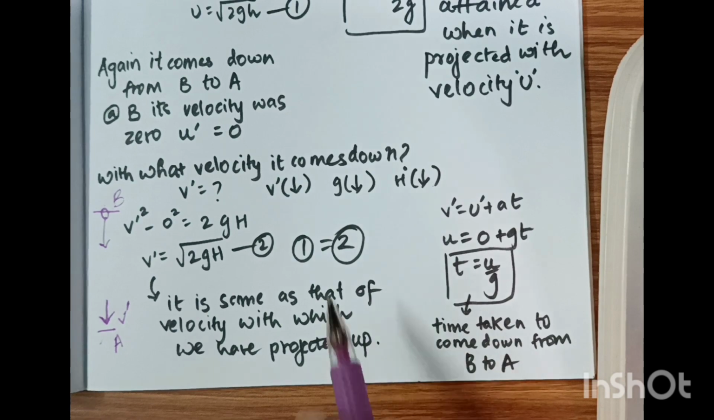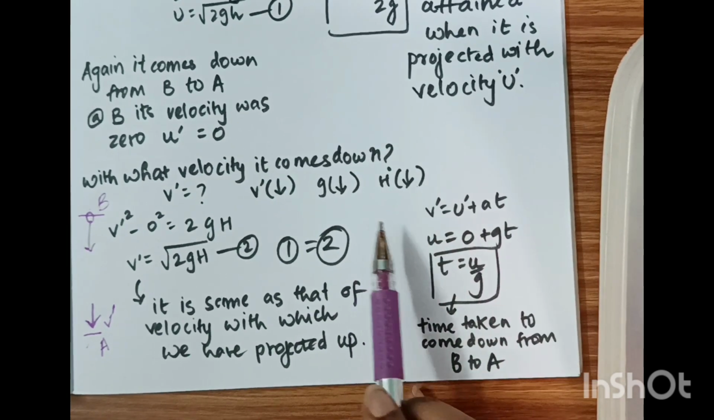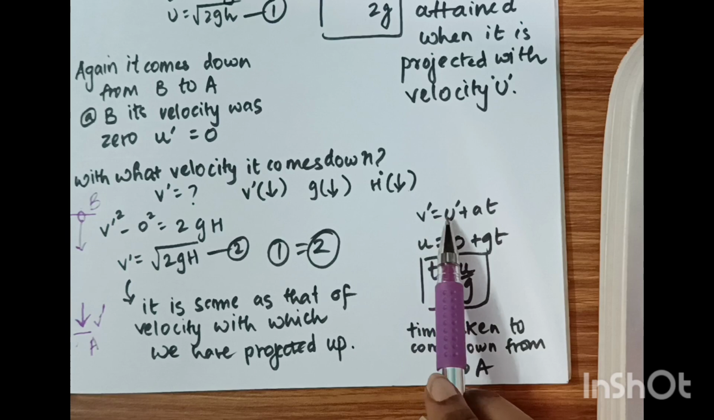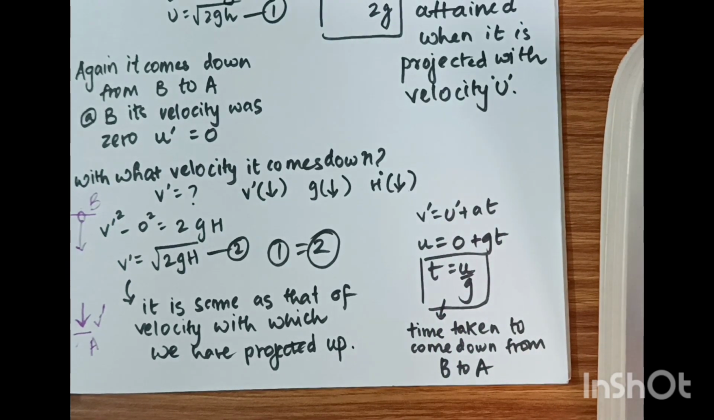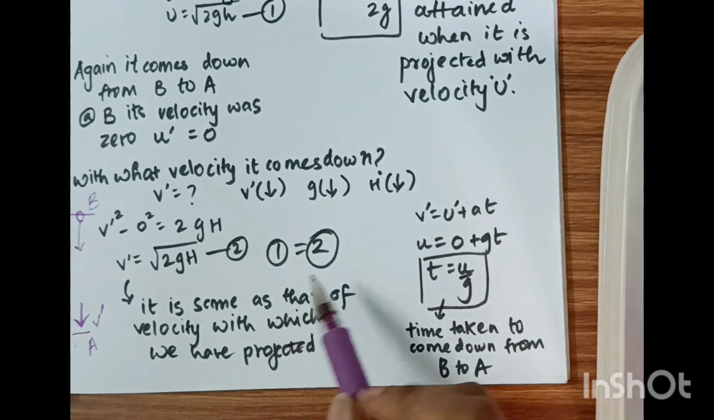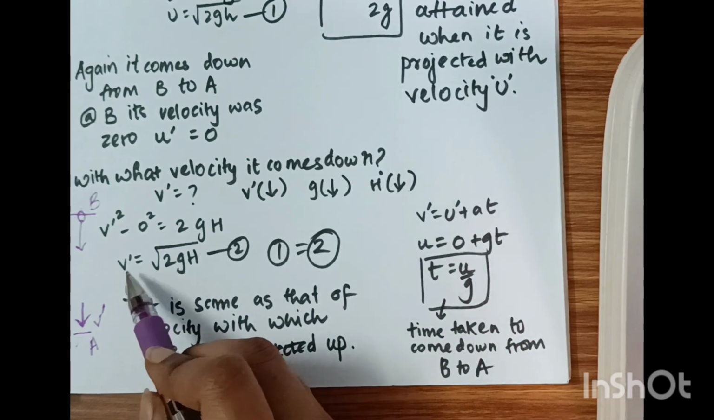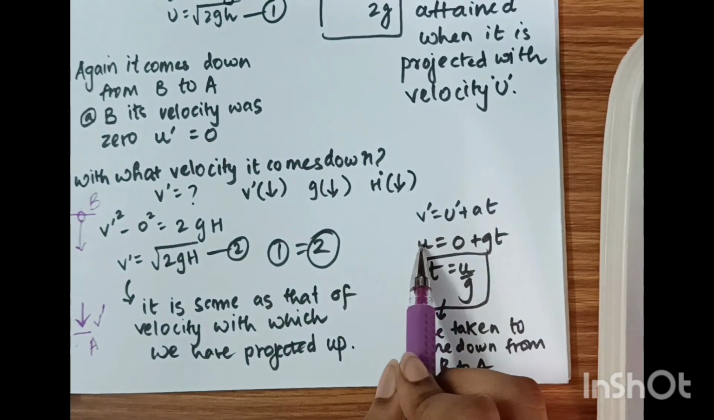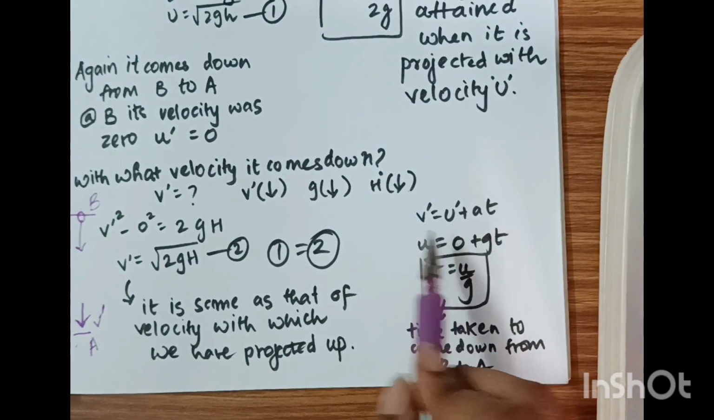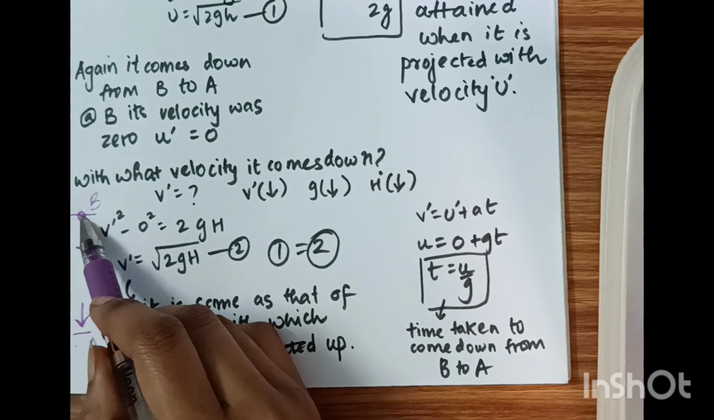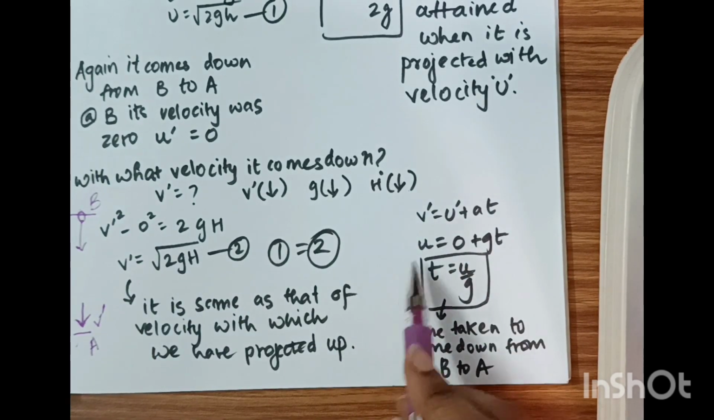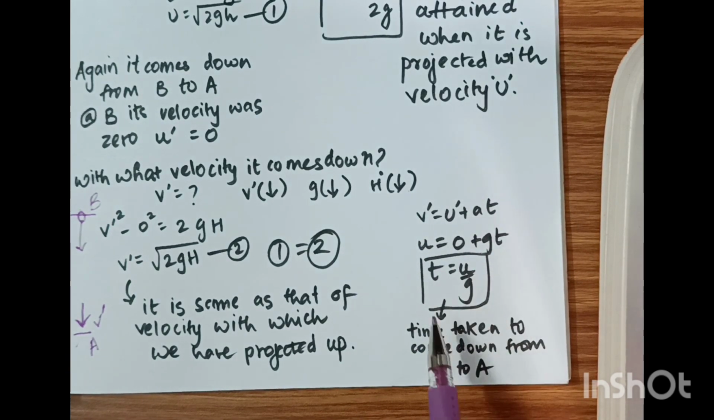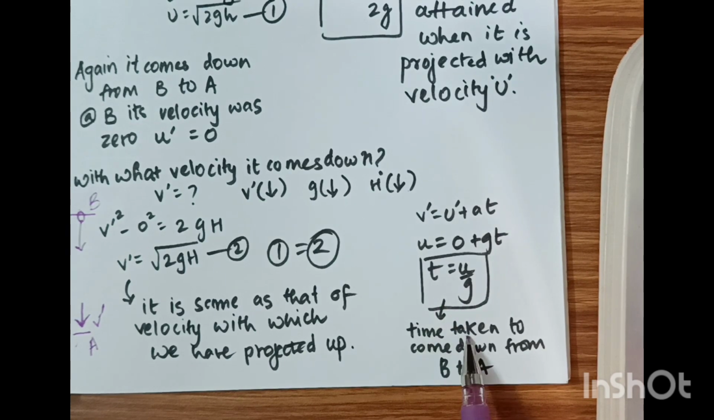Now let us consider another equation for this motion. Here v dash is equal to u dash plus gt. What is v dash here? It is u, because we have just seen v dash is equal to u. So we are considering v dash as u, and u dash was 0 because the initial velocity was 0, plus gt, because all are directed downwards. Again we get t equals u by g. This is the time taken by the ball to come down from B to A.